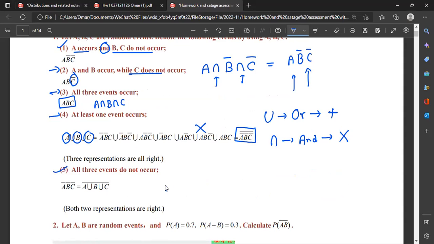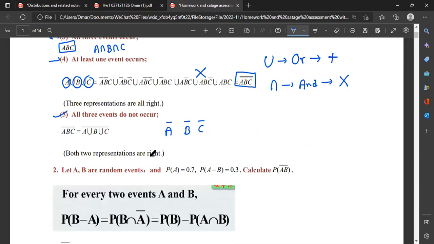Yeah, it means A doesn't occur, and B doesn't occur, and also C doesn't occur. Or you can also write it this way: A, B, and C, all of them, or any of them occurs, and then the NOT sign or bar sign. So it means all three events do not occur, or none of them occur.